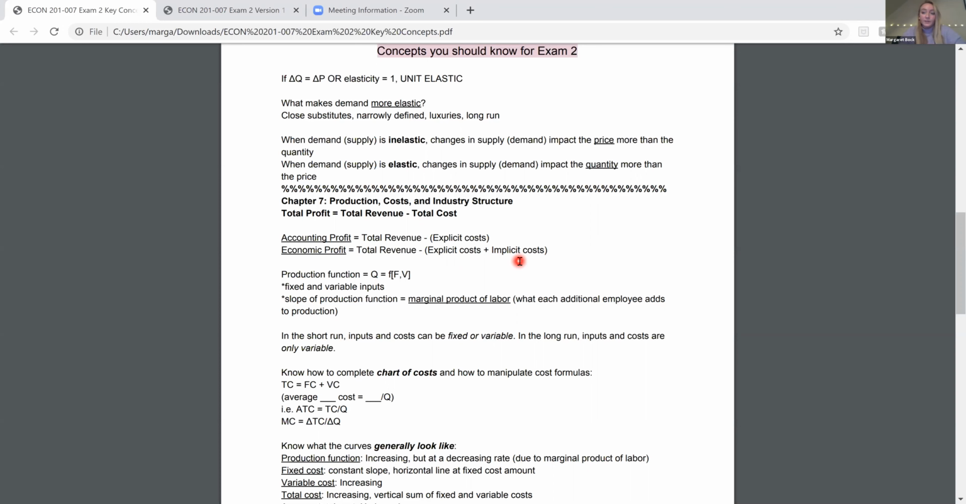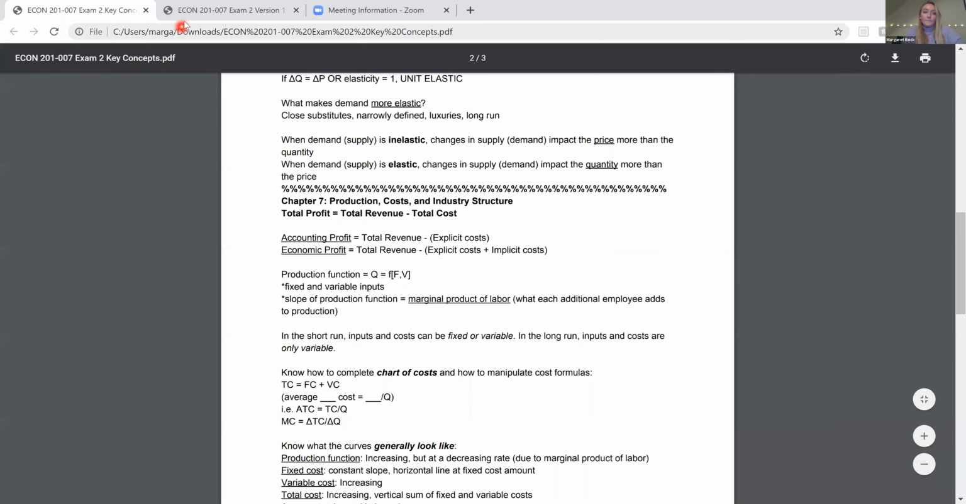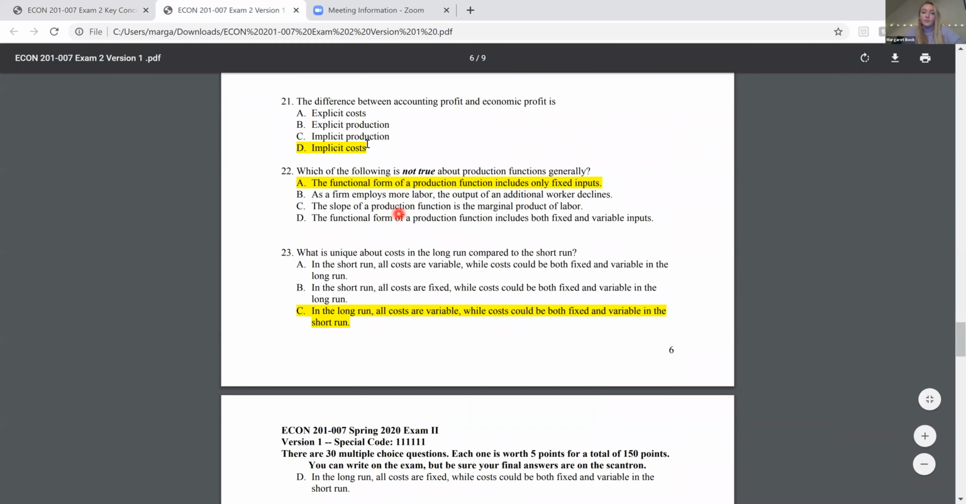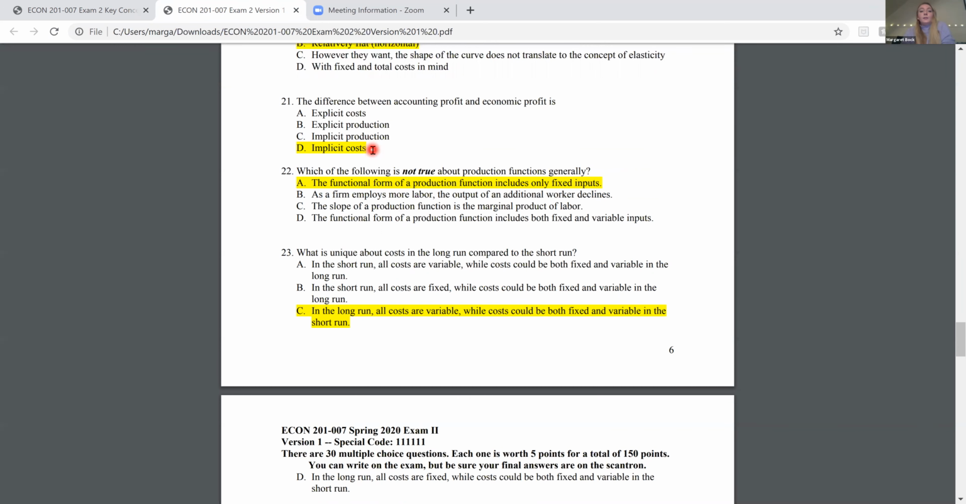So one way to think about this is the implicit cost of running a certain business is money you could be making from doing something else. So economists like to also consider that implicit cost when we talk about economic profit. So implicit cost isn't included in accounting profit. So that's the key difference between the two.